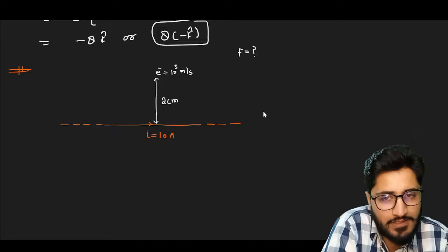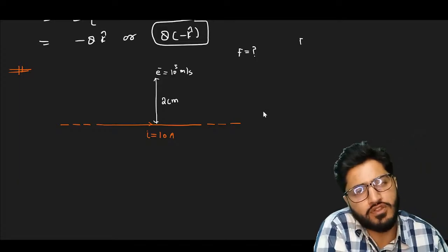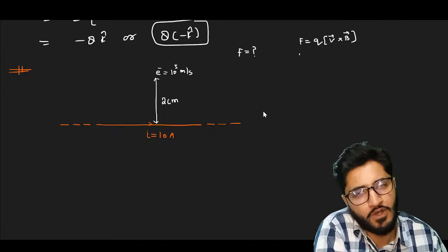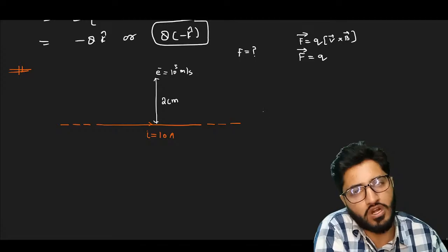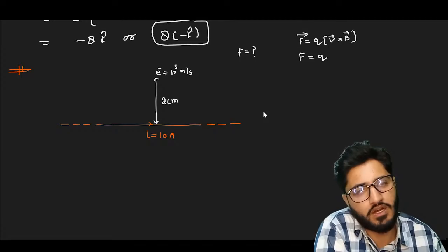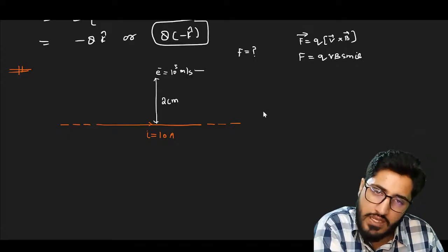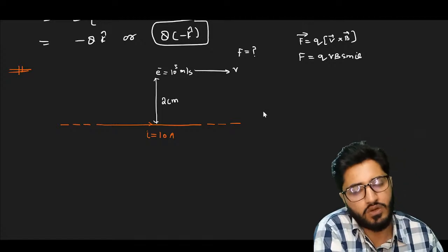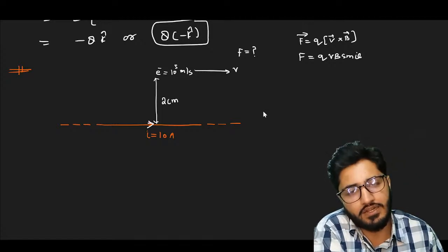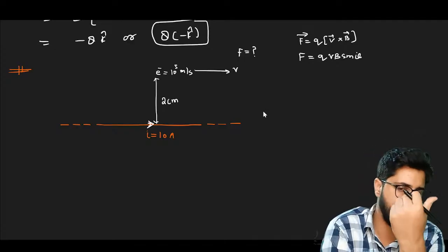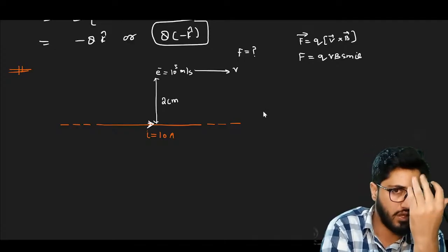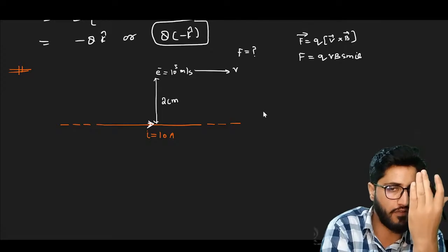Sir, I guess force is Q V cross B. Force is Q V B sin theta. Look, the electron is going in this way; this is the velocity of the electron. Now, take your right hand, place your thumb in the direction of current, and open your fingers in the direction of the electron.